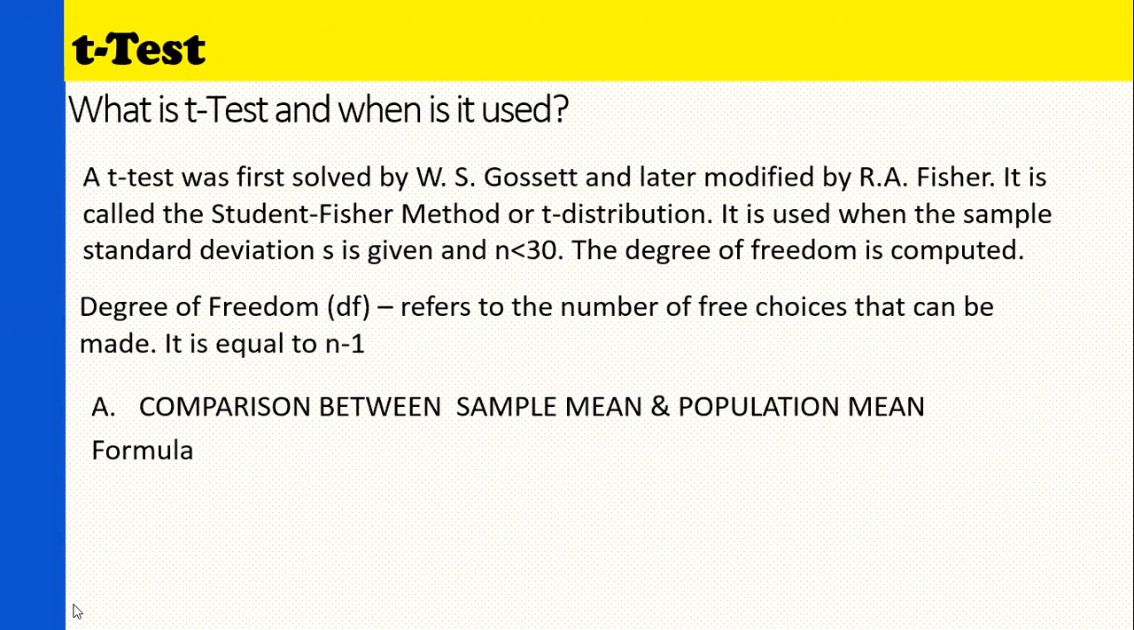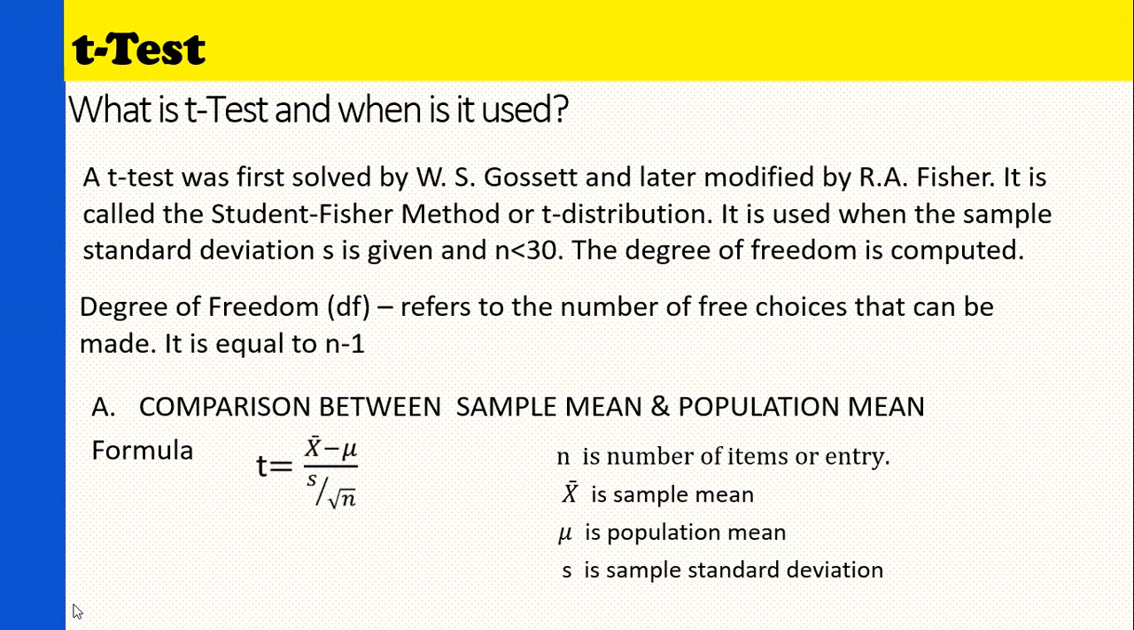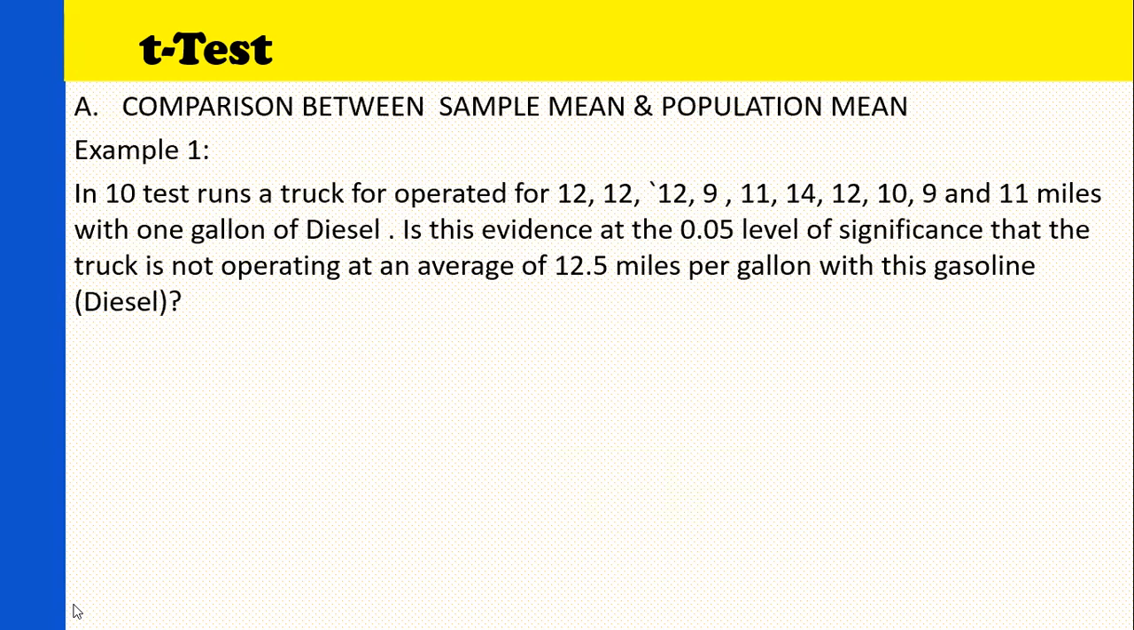And we have the first type naman, you have the sample and population mean. We have the following formula: T is equal to X bar, the sample mean, minus the mu, the population mean, all over S, the sample standard deviation, over square root of N, the number of samples or entries or items. Let's have an example number 1 under the sample and population mean.